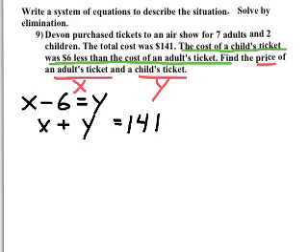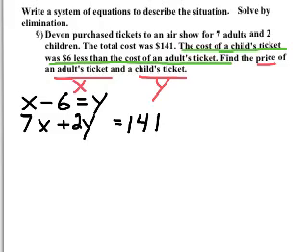Okay, but how many adult tickets were there? Well, there were 7. Okay, how many child's tickets? 2. Okay, so 7 adult tickets plus the cost of 2 child tickets will equal $141. So we're in pretty good shape here. We've got our 2 equations. Now we're supposed to solve the problem by elimination.